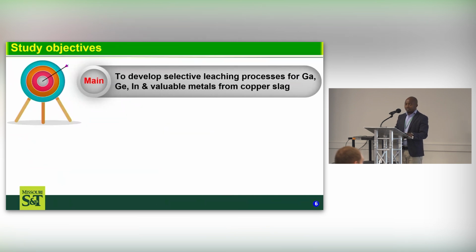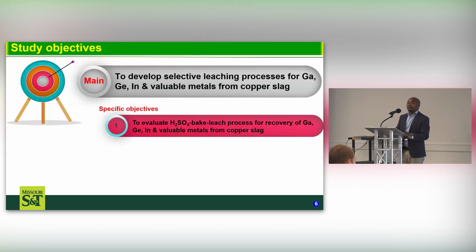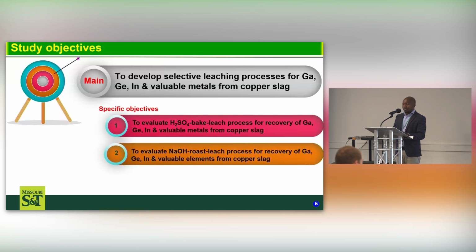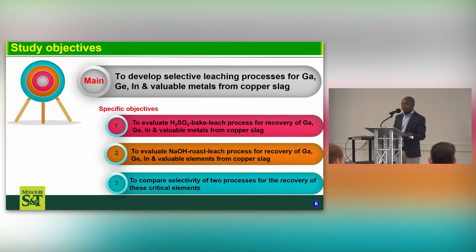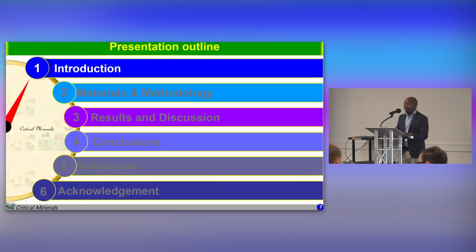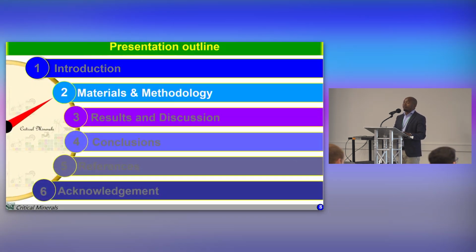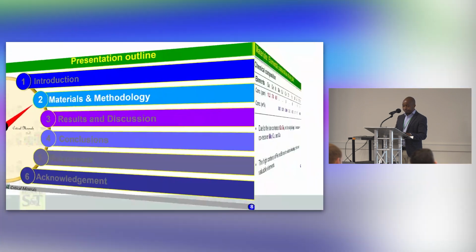So having given the introduction, the objective here is to develop a selective leaching process to recover gallium, germanium, and indium, as well as valuable elements from copper slag. Specifically, we are trying to compare two processes. One is the acid-bake leach process route, and the other is the sodium hydroxide roast leach route to recover these critical elements, and then compare which one will be more effective. Having given the introduction, let me move to materials and methodology.